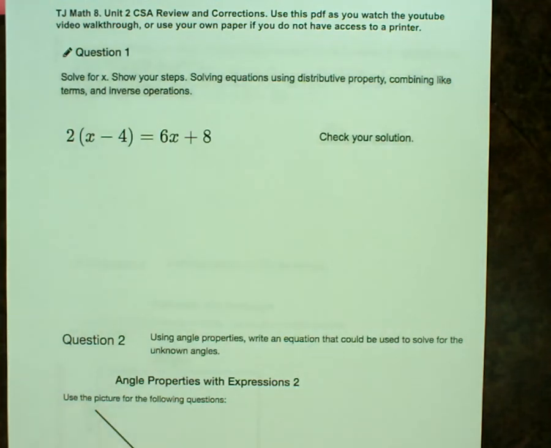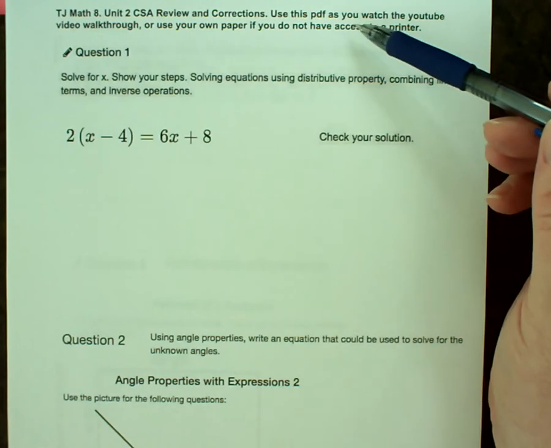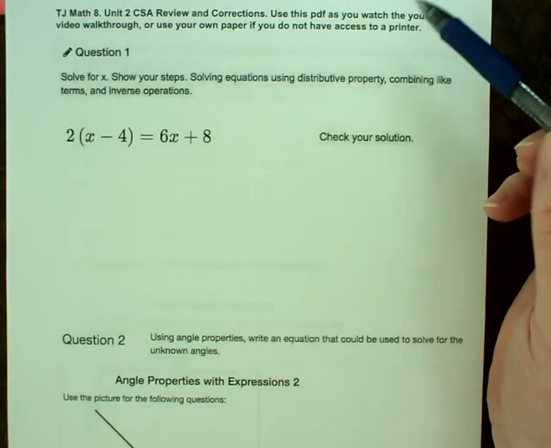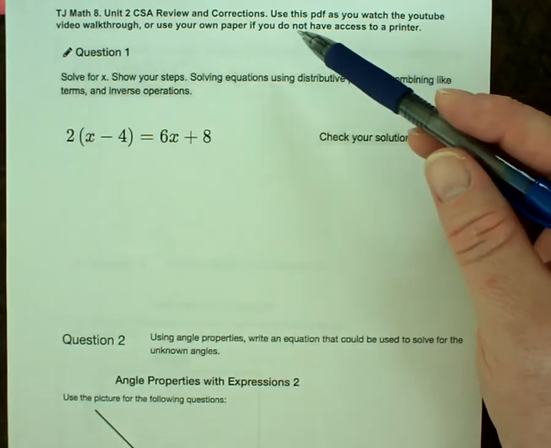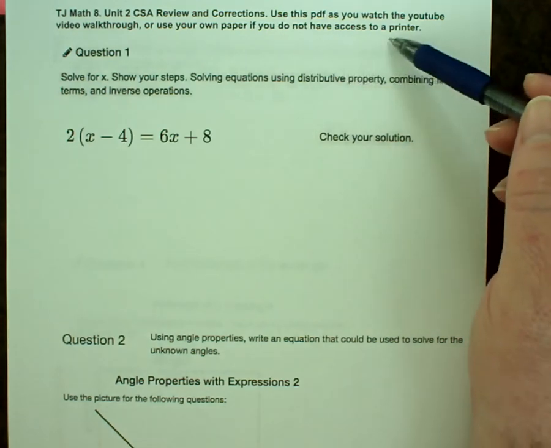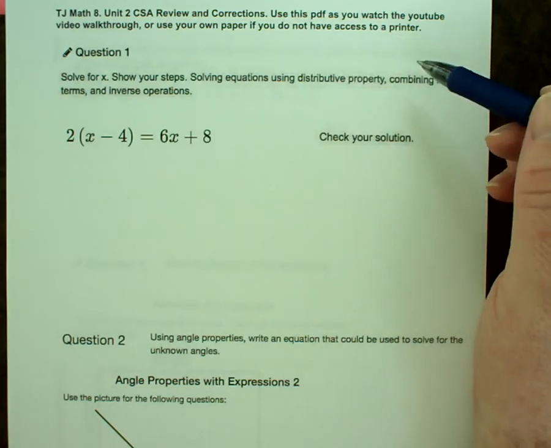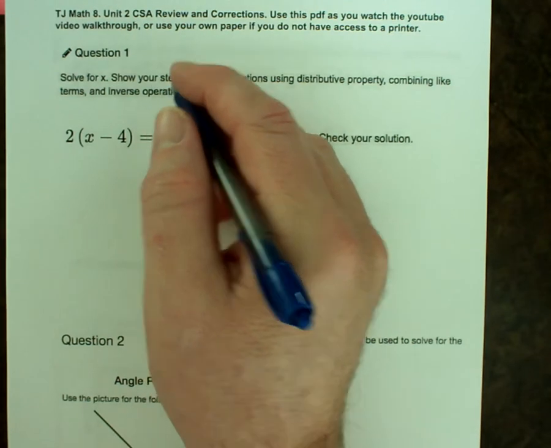All right, class, welcome to the TJ Math 8 Unit 2 CSA Review and Corrections. We're going to use this PDF. Okay, so this will be uploaded onto YouTube shortly, and you can use your own paper if you don't have access to a printer.